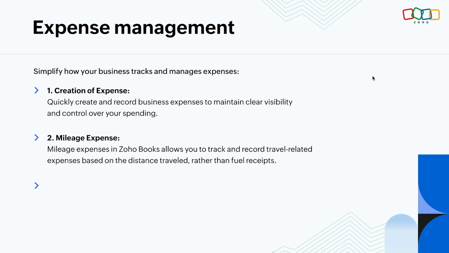Additionally, for Zilker's employees who travel for business using their own vehicles, Zoho Books offers a convenient way to track and calculate expenses based on the distance traveled. The system allows them to record the kilometers or miles covered, and by setting a predefined mileage rate, Zoho Books can automatically calculate the reimbursable expense.